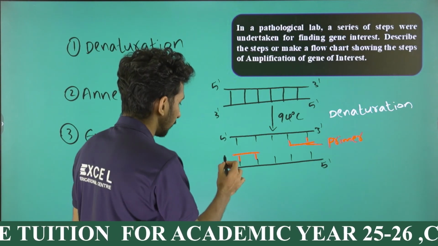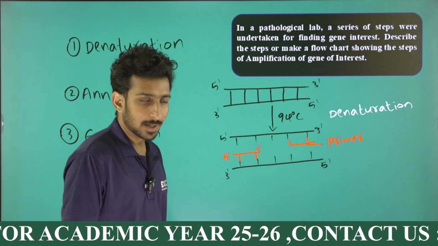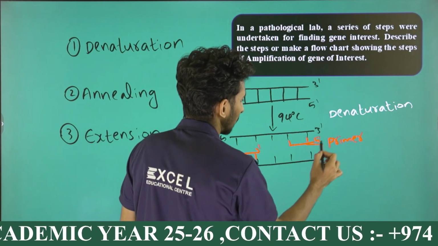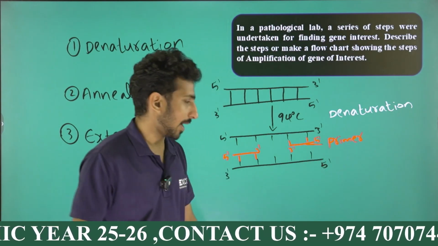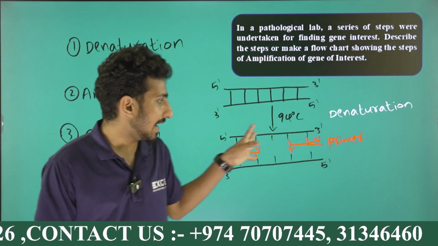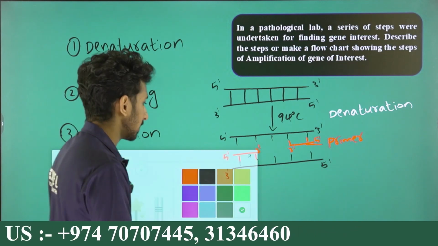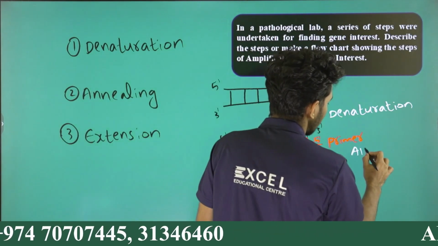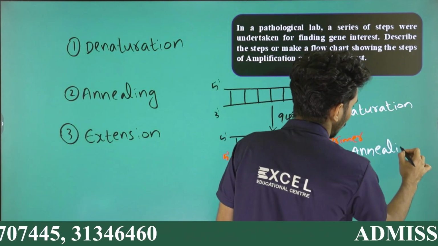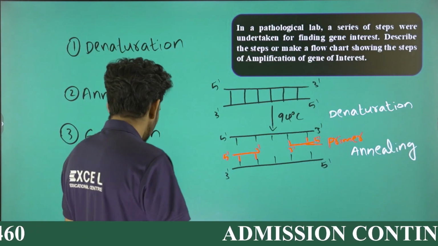This is the 5 prime end of the primer. This is the 3 prime end of the primer. This is the 5 prime end of the primer. This is the 3 prime end of the primer. Okay, now listen, this primer adding process is called annealing. Got it? Next step.